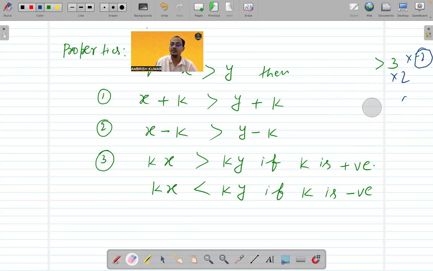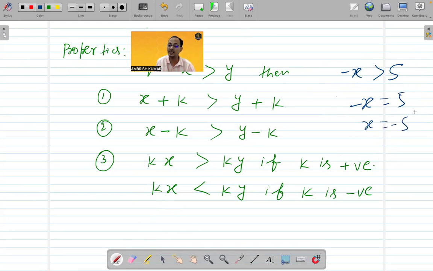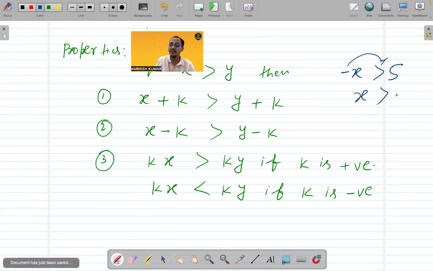Whenever we solve the equation and we get negative x greater than 5. Look, if we have the equation like negative x equals to 5, we can directly write x equals to negative 5. That is the answer. But here you have to be careful. If you think that we can simply take this negative sign on the right with 5 and write this x as negative 5, no, this is false.